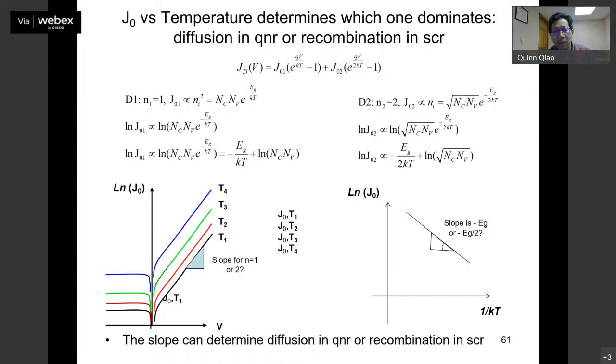You can also plot this way, with the x-axis 1 over kT and the y-axis the log of I0, okay? And then you can also find the slope. From that slope, you can find out either half Eg over kT or Eg over 1 kT, right? Since the kT is already in the 1 over kT on the x-axis, there will be only Eg over 1 or Eg over 2, right? So that's what it means.